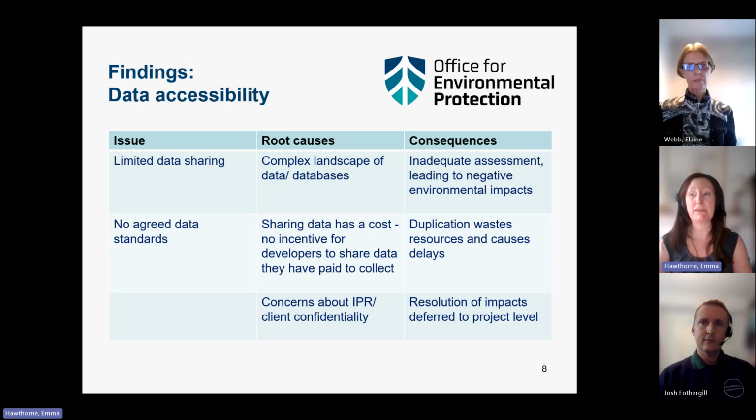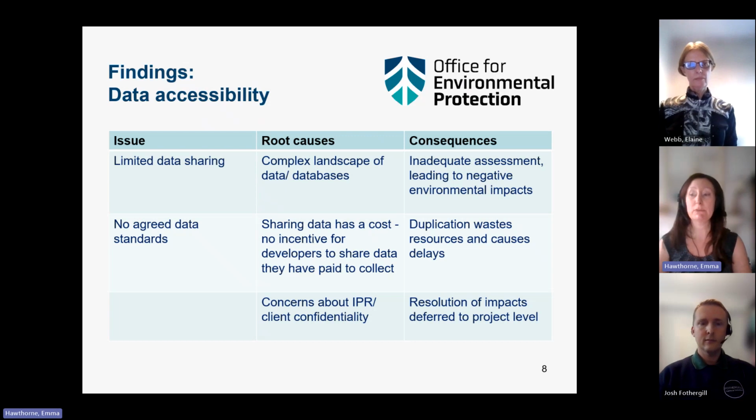And this is supported by the evidence we found. Sharing data has a cost, so currently there's no incentive for proponents to share the data that they've paid to collect. And with this complex landscape of data and databases, this adds to the issue in terms of both financial and time costs to format and submit data.